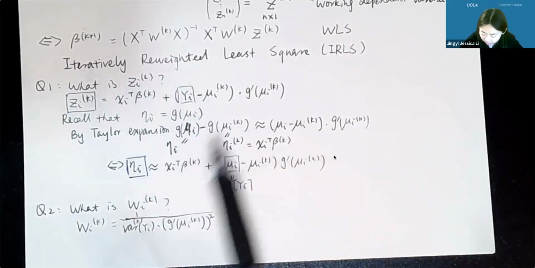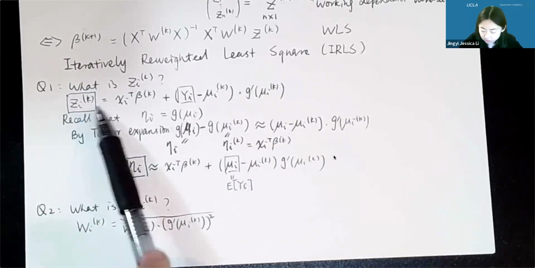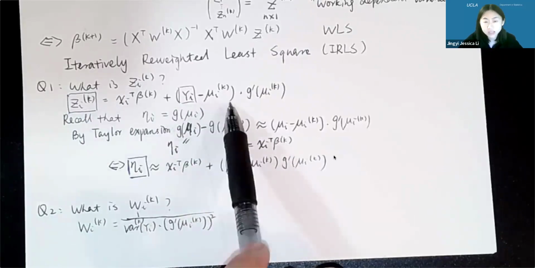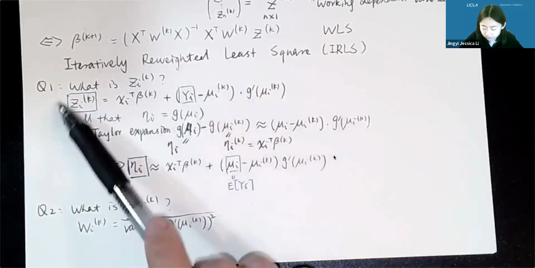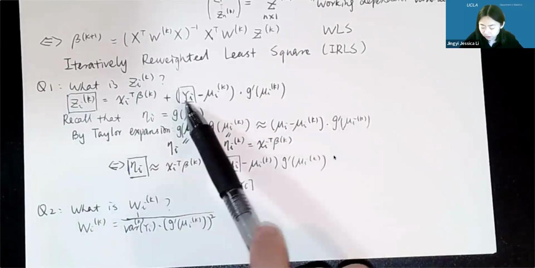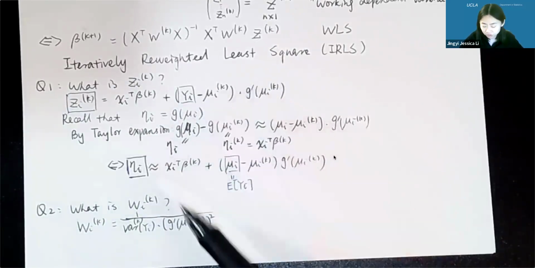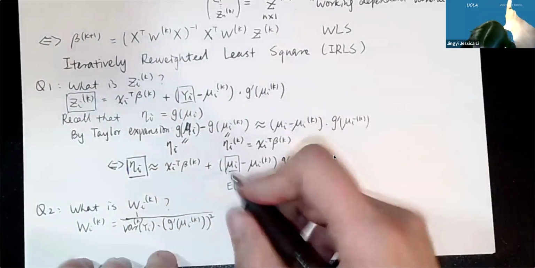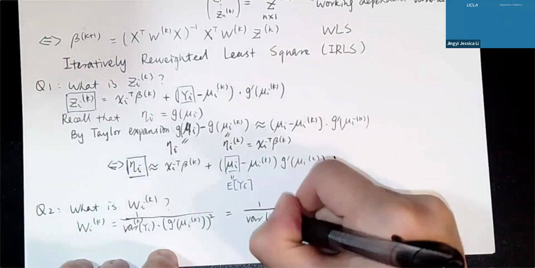Now, this is the form of zik. In this zik definition, what is the random variable? yi is the only random variable, because xi is fixed and the parameters are fixed, so only y is a random variable. So the variance of zik should be the variance of yi times the square of this g prime, which is here. So that's why this is actually 1 over the variance of zik.